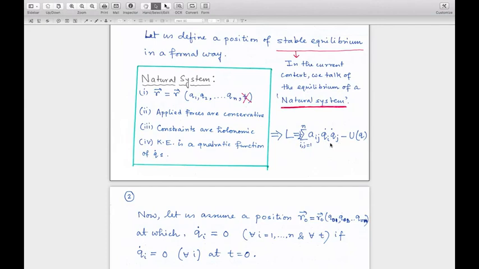We have already seen that, and a generalized definition for the Lagrangian of such a natural system is of course half summation over i and j, both running from 1 to n, where small n is the number of effective degrees of freedom, of a_ij q_i dot q_j dot, minus U(q), where a_ij are in general functions of the generalized coordinates, that means only q's.